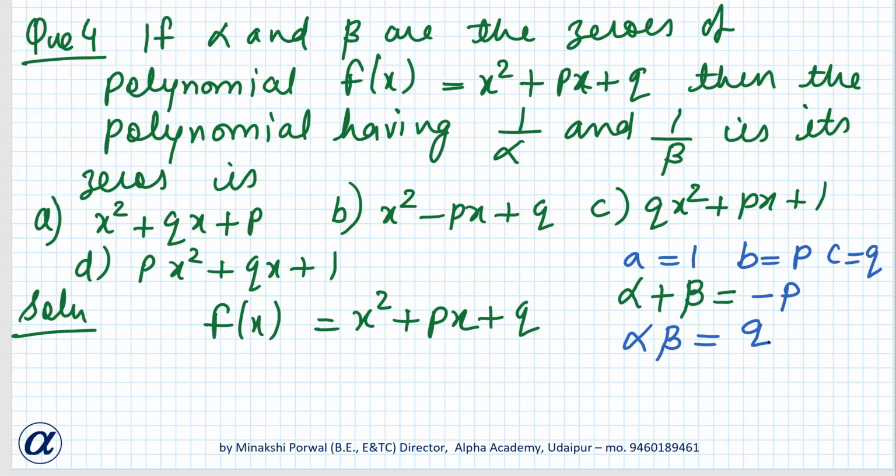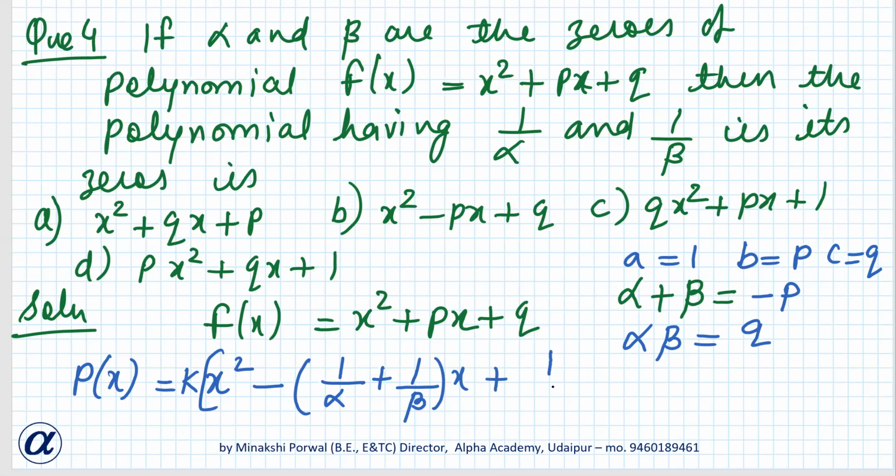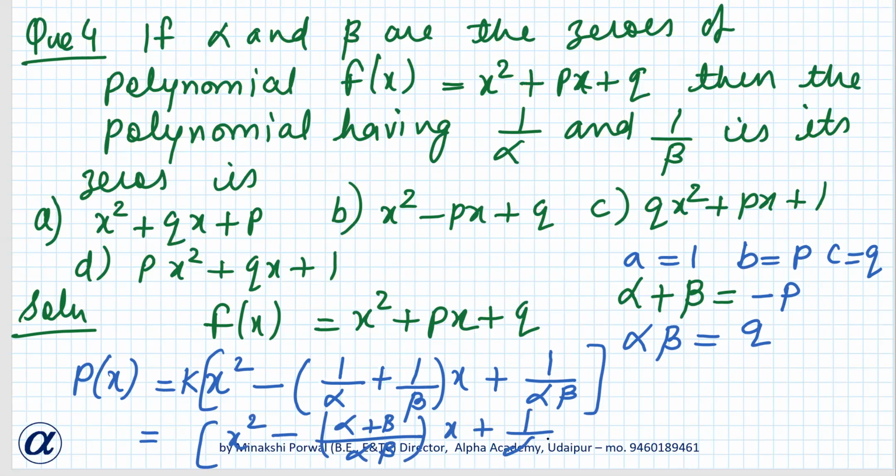Okay. Now we have to find one polynomial whose roots, or whose zeros, are 1 upon alpha and 1 upon beta. We know that any polynomial is given by k into x square minus sum of zeros. Sum of zeros means, अब zeros क्या है? इस नए वाले polynomials के zero है 1 upon alpha और 1 upon beta. Okay. And product of zeros 1 upon alpha into 1 upon beta. So I can write this way. Okay. So this will be x square minus alpha beta into alpha plus beta into x plus 1 upon alpha beta. We'll substitute the values.